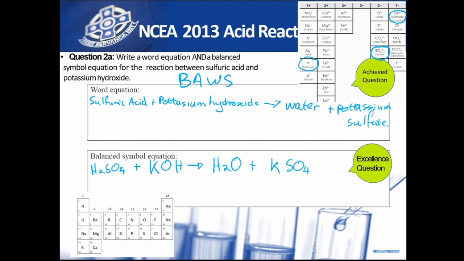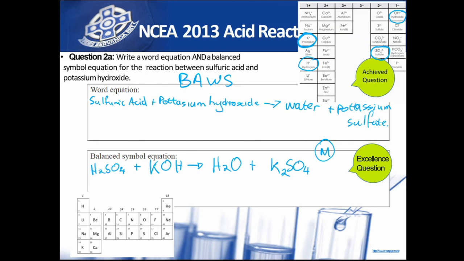However, sulfate is 2 minus and potassium is only 1 plus. So how many potassiums do we need? 2. There we go. Now, that's merit. Now we need to balance it. How many hydrogens on this side? There is 2 and 3. How many on this side? Uh-oh, 2. How are we going to fix that? I don't know. Let's leave it for later.